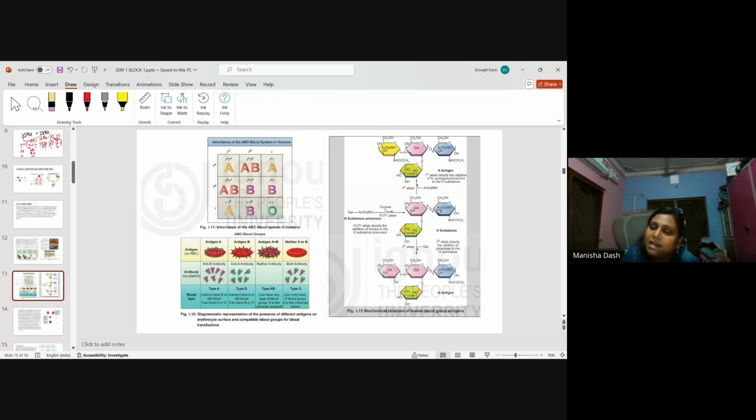So in individuals where both the A and B enzymes are present, that means the galactose transferase is present and this other substance transferase is also present, it will add both antigens to the RBC. So they will have the blood type AB. And in the individual who does not have either of the enzymes, it will simply result in no addition or no modification, and it will remain as O type blood group.